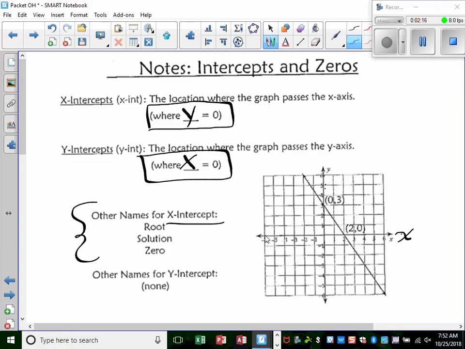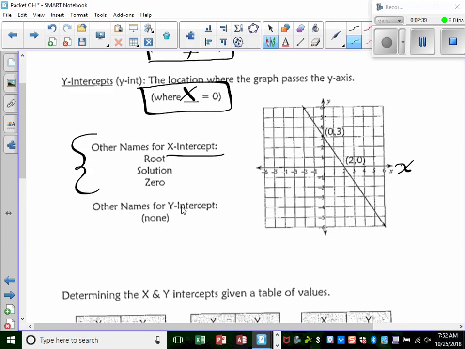So when you're on this x-axis right here, and that line crosses the x-axis right here at 2, 0, that is what we call the x-intercept. Or we could say that is the root, or solution, or 0. Okay, so it has all of those names. Good thing about it, the y-intercept doesn't have any alternate names. We just call it the y-intercept, where it crosses the y-axis. So this one doesn't have any additional names that we have to remember, but this one does.